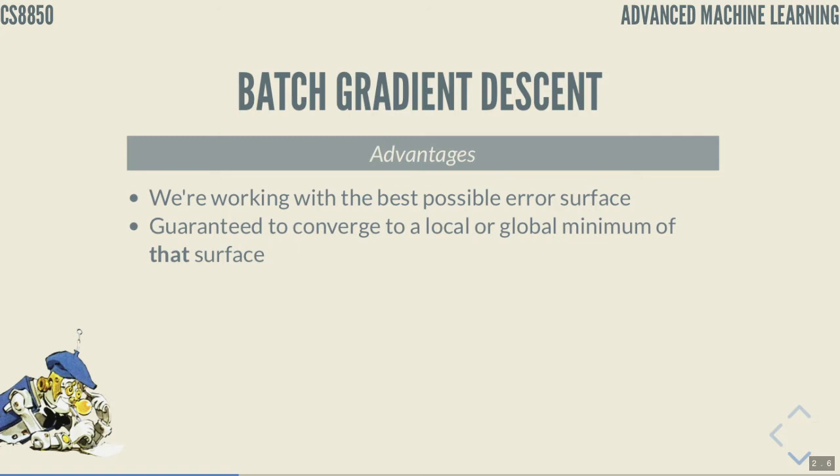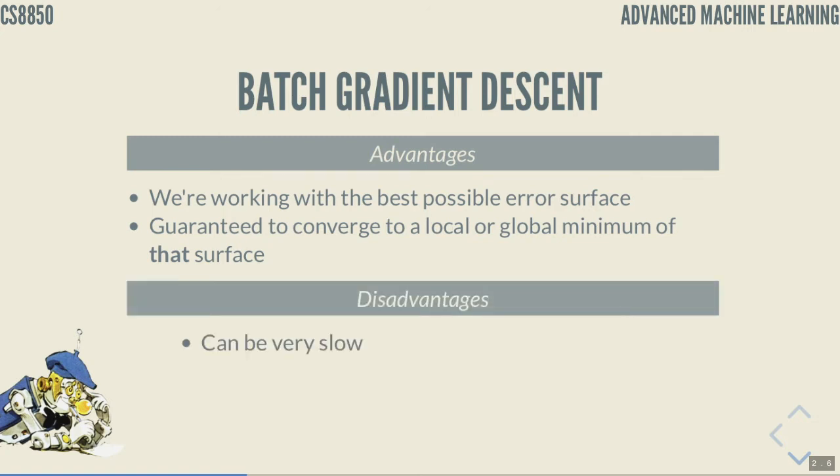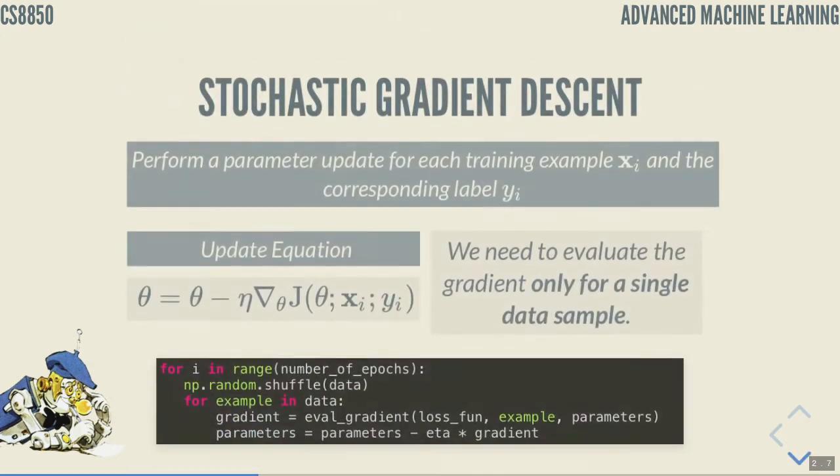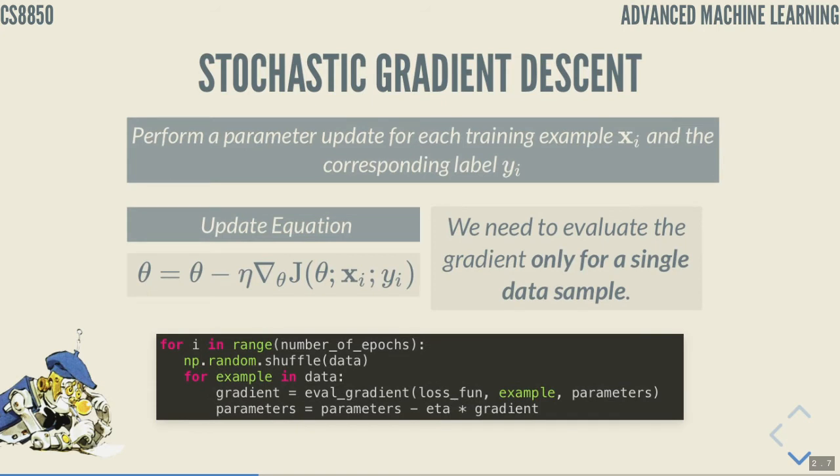but convex functions, we can arrive to sort of global minimum, but distributed global minimum. These advantages come with disadvantages. It can be very, very slow. The more data, the slower it gets. Can be intractable due to memory requirements. When you get the large data, okay, problematic. And no online updates.